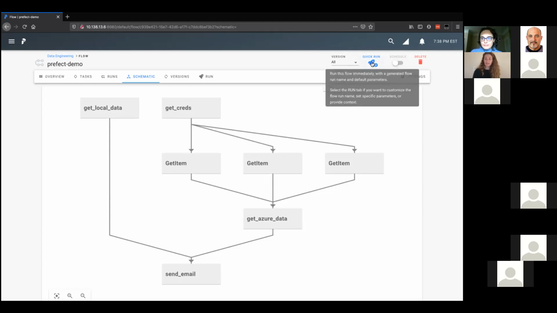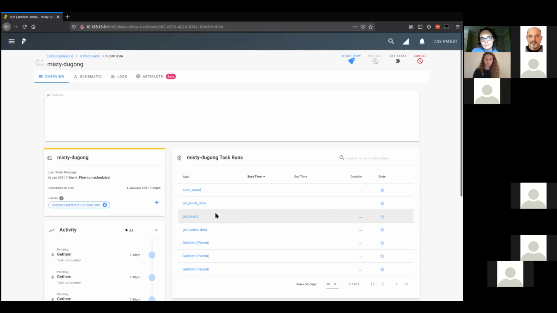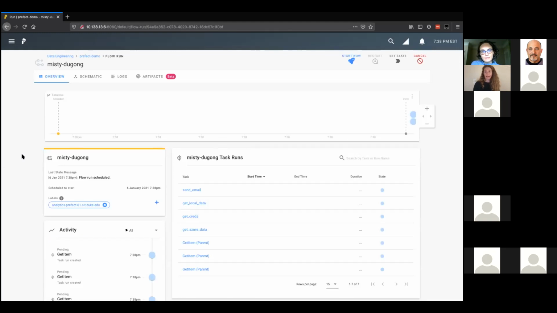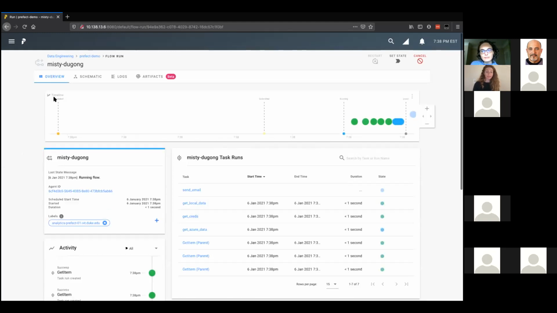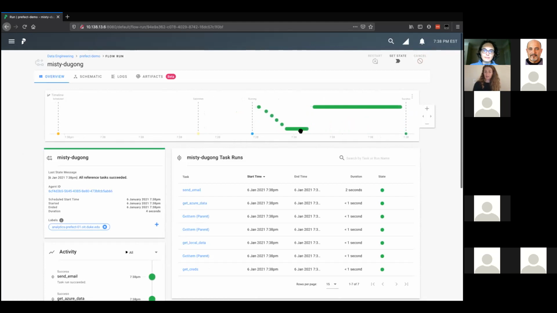I'm going to just kick off a run so you can see what this looks like. It's kind of cool. The timeline is flashy. That's a new feature, but you can see that all of these tasks are running, and you can get this comparison of how long each part of the task takes to run.